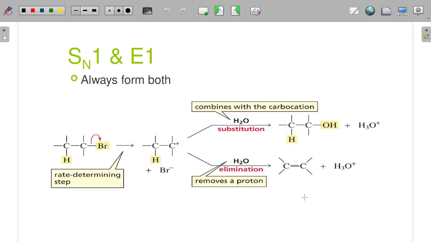Now, SN1 and E1, here's the problem. They're always going to compete. If you have the conditions that favor SN1, that's a tertiary alkyl halide and a weak nucleophile, that also favors E1. So whenever this happens, we get mixtures. So we typically want to choose a situation where we're okay with the mixtures or we're okay with converting one to the other.